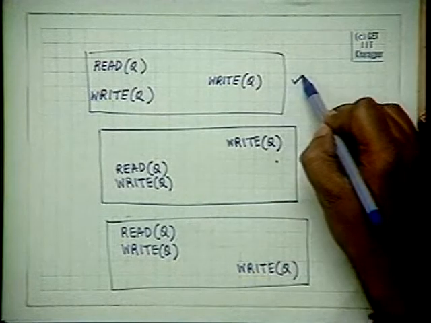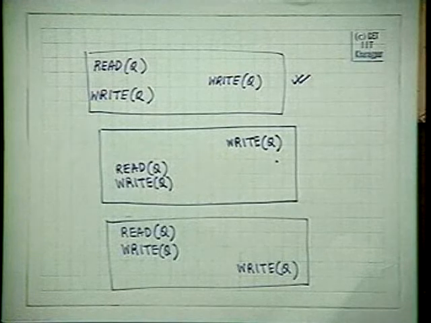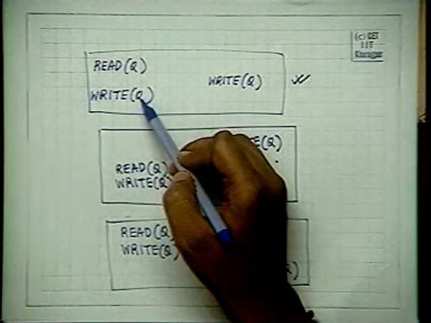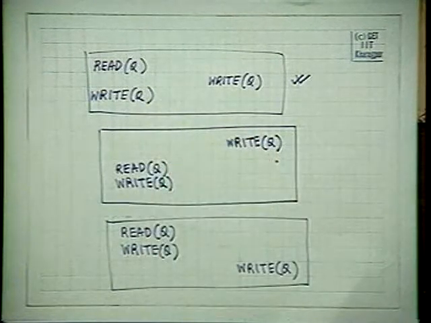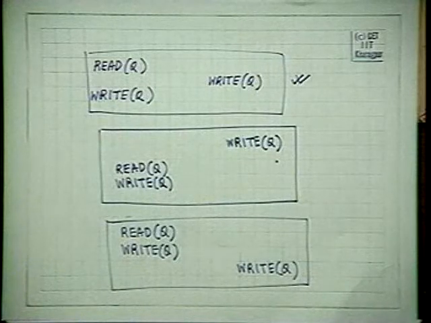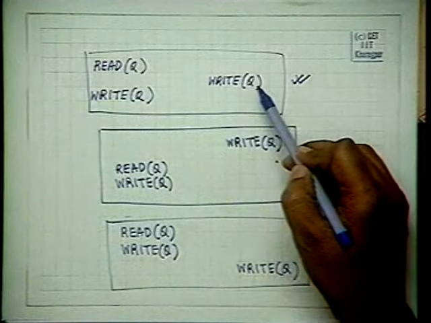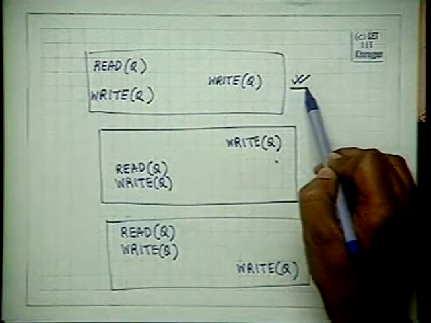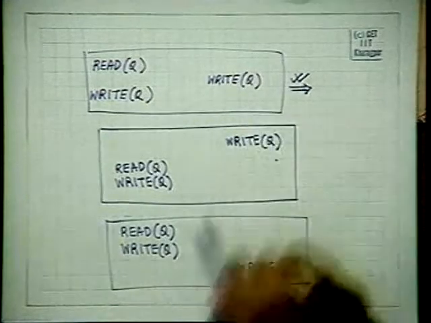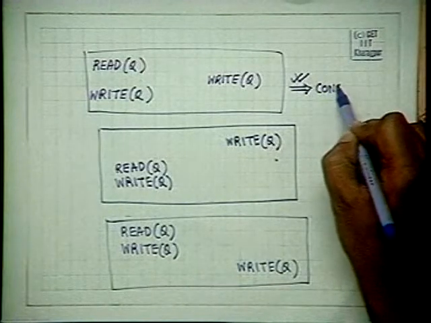Now look at this one. It reads a particular value of x, does some operations and writes that value back. This one simply does something from somewhere and writes on to x. So why? The argument is that this is quite consistent. There is no problem with this schedule. This schedule is consistent.